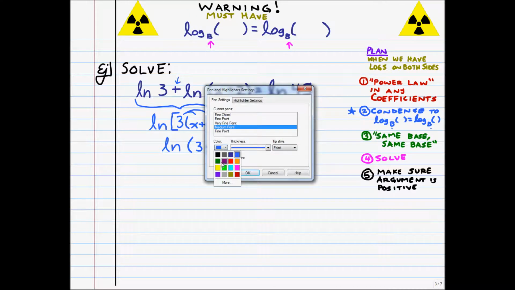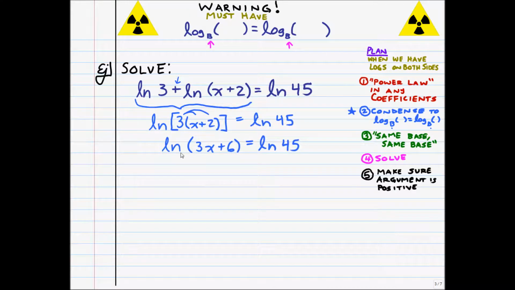What that's going to look like will be the same thing. I ask, what base is this? Well, natural log is base e. Oh my gosh, they've got the same base. Same base. That's what we wanted. That leaves us with this equation: 3x plus 6 equals 45.